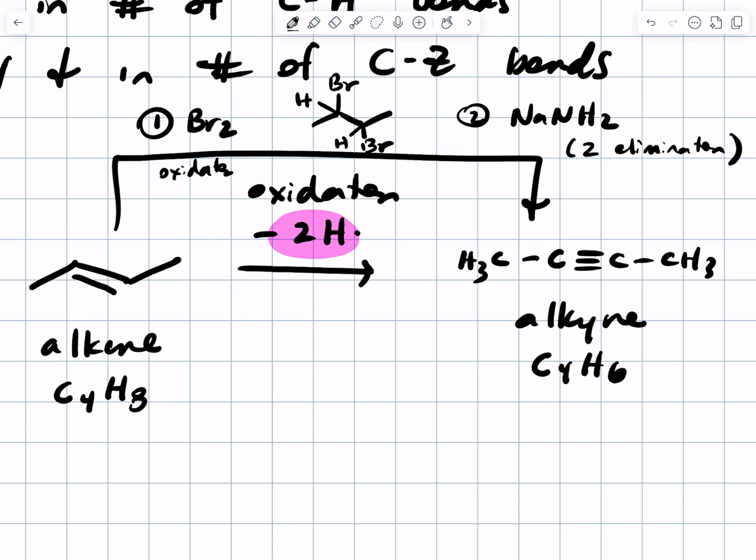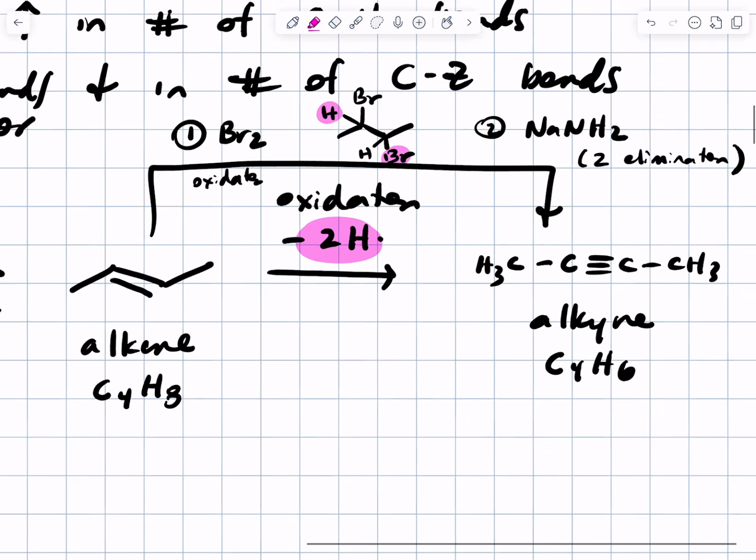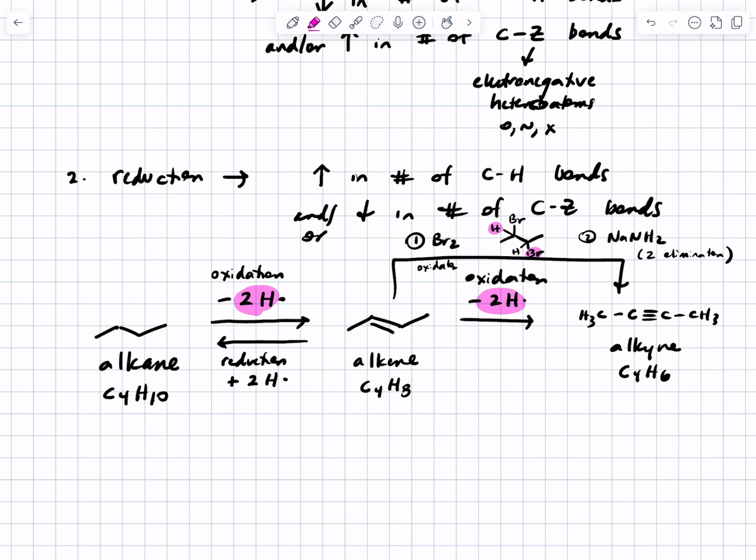And when you lose a hydrogen and an adjacent leaving group, that's not a reduction or an oxidation reaction. Okay, yes? You have to have a sum total difference. So if you lose a CH and you lose a CBr, it's just what it is. It's not going to be either one.